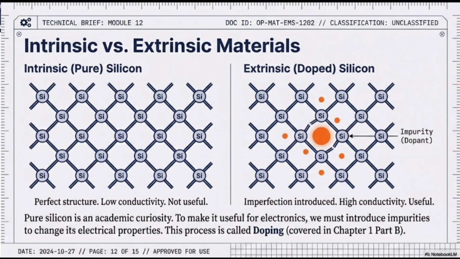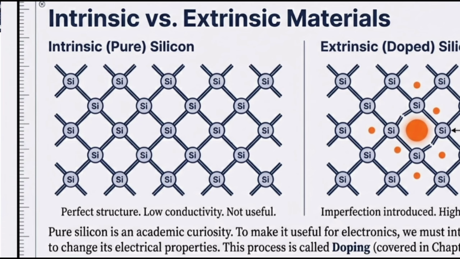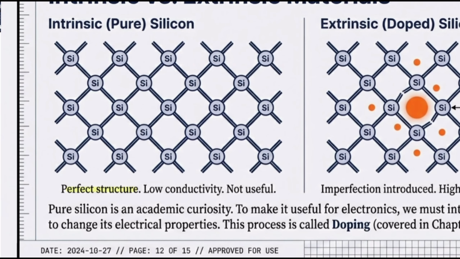So let's talk about another concept, intrinsic and extrinsic materials. Intrinsic means pure materials. What are pure materials? Imagine that you just have silicon sitting there by itself. All of those atoms have covalent connections and everything is stable. Nothing is happening, nothing is strange. So we have the perfect structure. We have low conductivity, and obviously it's not useful, right? Because what is the difference between this and an insulator? We're not going to use that. So pure silicon is going to be an academic curiosity.